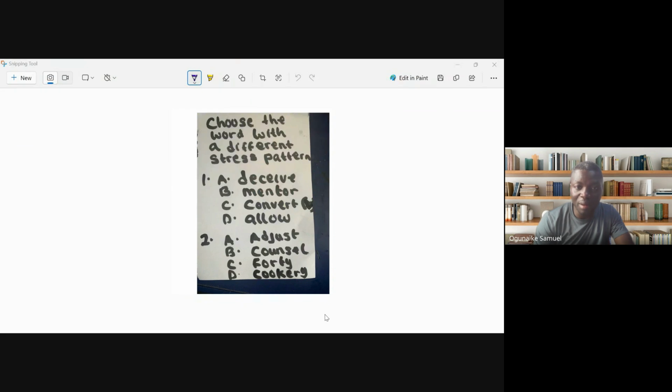I'm trying to write verb there, so that V means verb, because you have convert as a verb and convert as a noun. So I'm talking about the verb. But what I expect you to do is just try. We have number one, number two. Just use the letters. If you think number one is B, this is A.